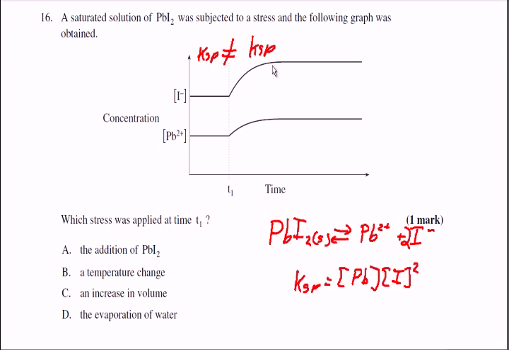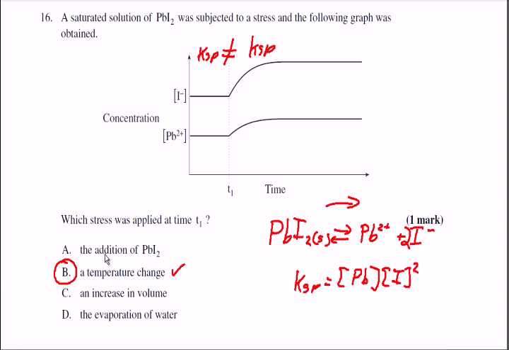So the only thing that can change Ksp is a temperature change. What happened here? Well, the temperature increased, and it made the reaction go forward and increase both of these concentrations. Okay? So this is our answer, temperature increased.